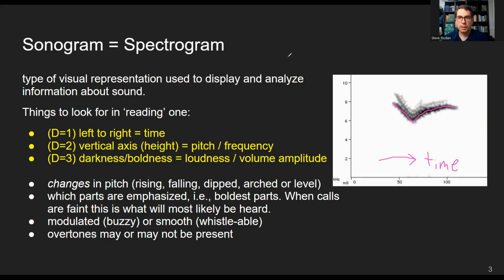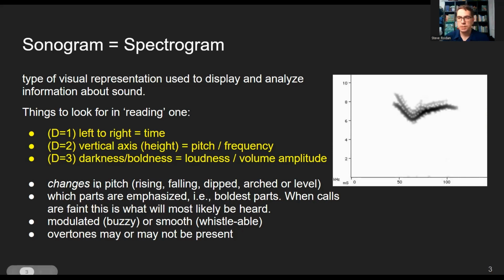Okay, and let me clear that. The third dimension, D3, is the boldness. So you can think of this as how dark. For example, here where the pitch rises on the right side, it's a little bit darker than on the left, right? So you can think of that as a third dimension coming out of the screen. And the amount of that darkness is proportional to the loudness or the volume of the call.